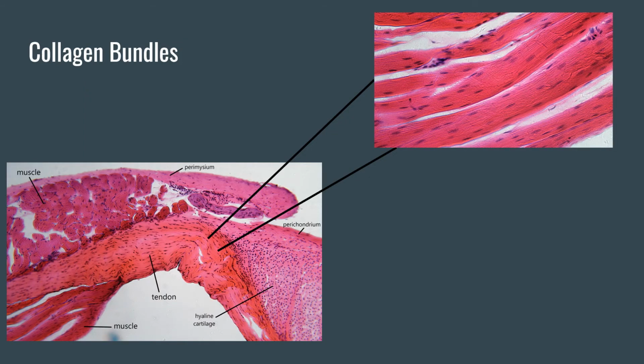This is a histology slide of a muscle to tendon junction with the higher magnification showing the collagen bundles. You can really see the separation of each bundle, and then the purple spots are the nuclei and the area surrounding them are the fibroblasts.